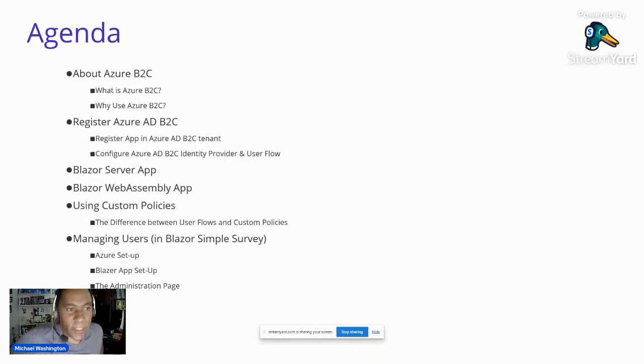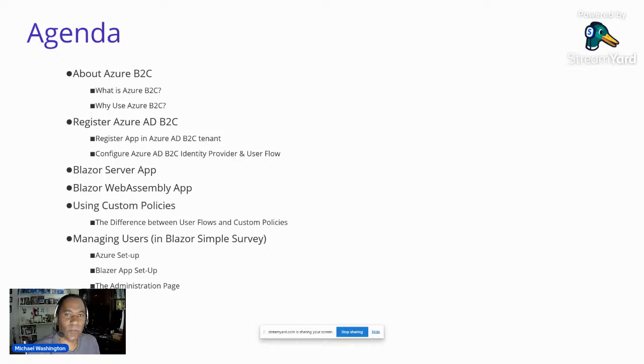Okay, so here's the agenda of what we're going to be covering. First, we're going to cover what is Azure B2C, and we'll also cover why would you want to use Azure B2C. We'll then cover all the steps you need to register an application with Azure B2C and create our first user flow. Then we're going to cover all the steps to create a Blazor Server App that will connect to the Azure B2C application that we're going to set up.